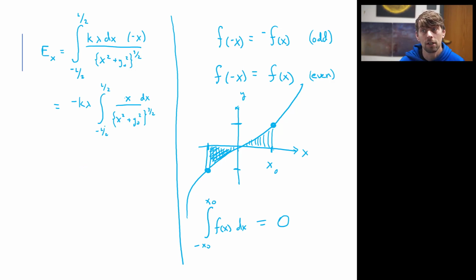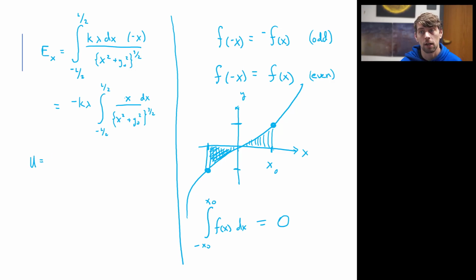But this whole function is odd, and an odd function evaluated over a symmetric interval gives us 0. And so let's use our calculus techniques in order to prove that it's 0. We should be able to do the math and show it. Here we notice that our power of x differs by 1, and that screams a u substitution.